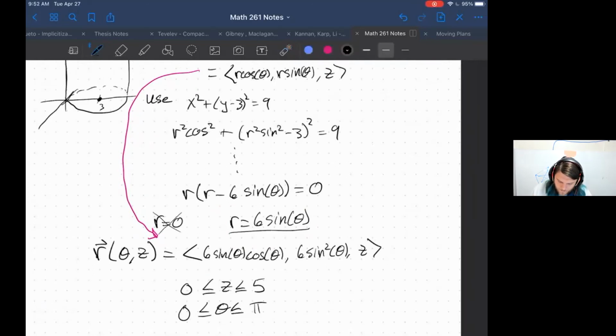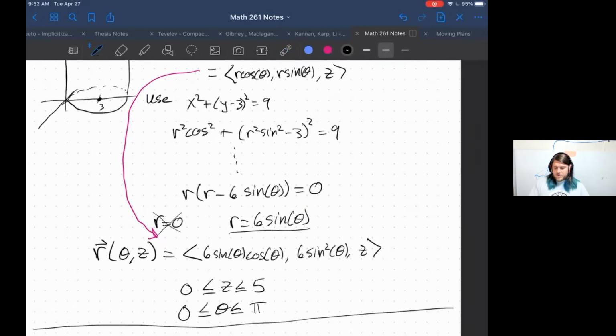Cool. So tomorrow we can set up a double integral, a surface integral involving finding the surface area of this. We can check out the Jacobian and all of that. Maybe we won't because this is a messy example, but it shouldn't be too bad.